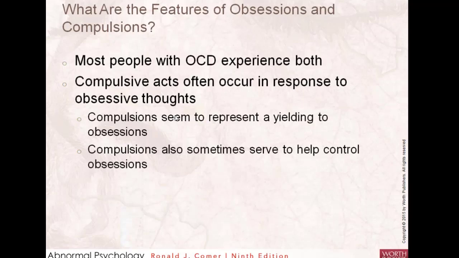Now, most people who have OCD have obsessions and compulsions, but you don't have to have both. Some people only have obsessions, some people only have compulsions. Typically, you have both. The compulsion usually happens after the obsession to help you recover from the obsession.